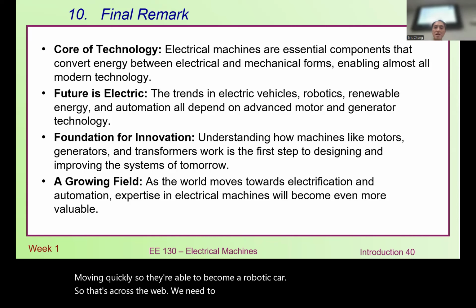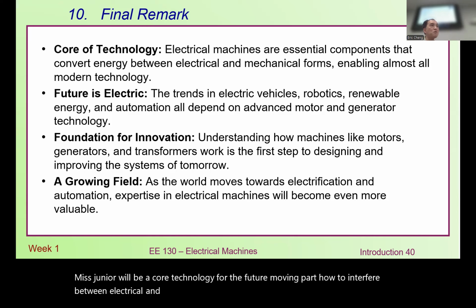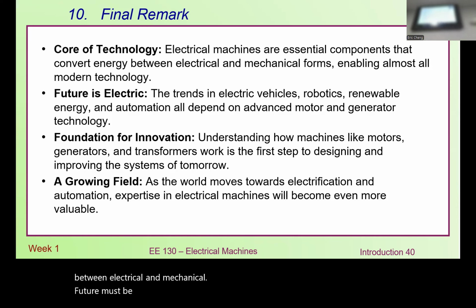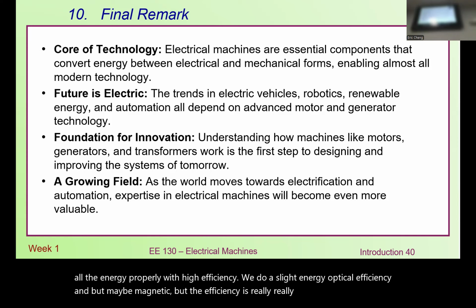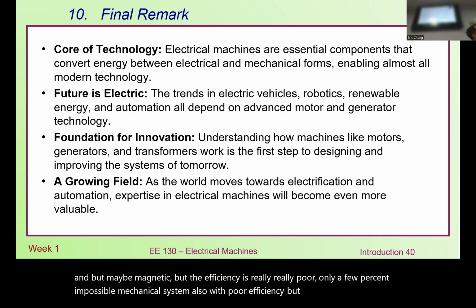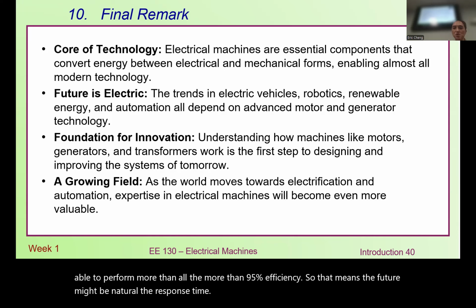So the final remark will be: the machine will be a core technology for future moving parts. How do we interface between electrical and mechanical? The future must be electrical. It's the only technology today where you can see how we control all the energy properties with high efficiency. We do have solar energy, optical efficiency, maybe magnetic, but the efficiency is really, really poor. Only a few percent, impossible. Mechanical systems also have really poor efficiency, but only electrical can achieve more than 95% efficiency. So that means the future must be electrical. The response time is really, really quick. That's why the future must be an electrical machine system.